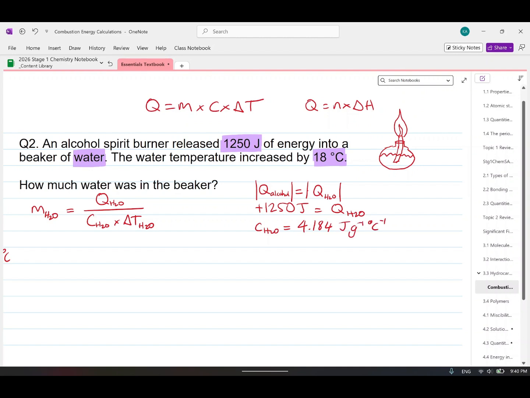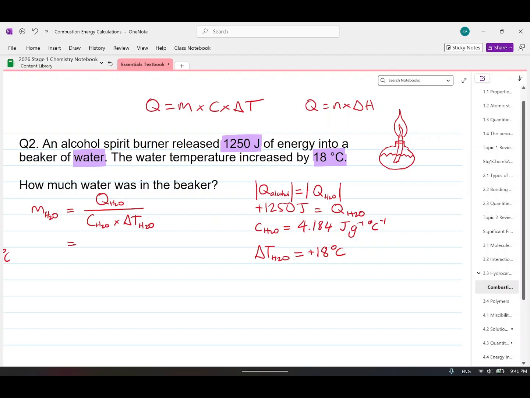It's 4.184 joules per gram per degree Celsius again. And our delta T, I made it simple for you. I just told you how much it increased by, so it is 18 degrees Celsius. Now, if we're talking about a different substance, or let's say water in a freezer, you're sucking heat energy out of the water, the temperature change will be negative, and that will affect the signs of things. So just be aware that our temperature change is clearly positive here, it's increasing.